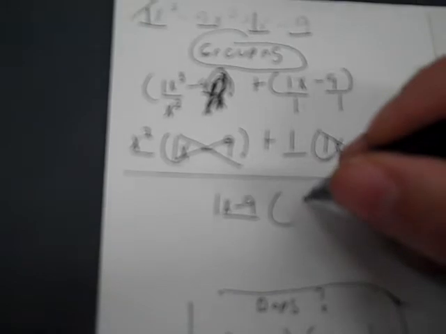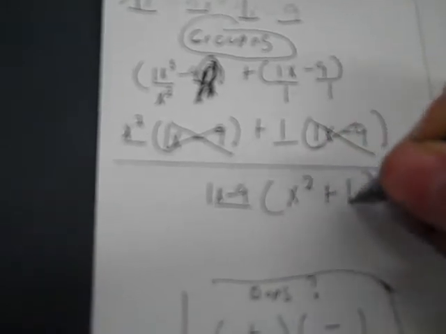Now, after that's been pulled out, you want to put an x through your parentheses. And what do we have left? We have x to the second and positive 1. So I put x to the second plus 1. Put that in parentheses. Now, here's how you do the DOPS.